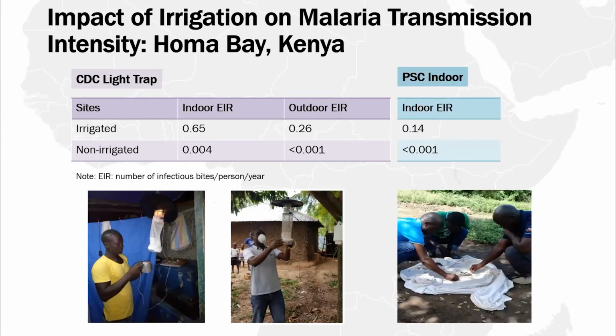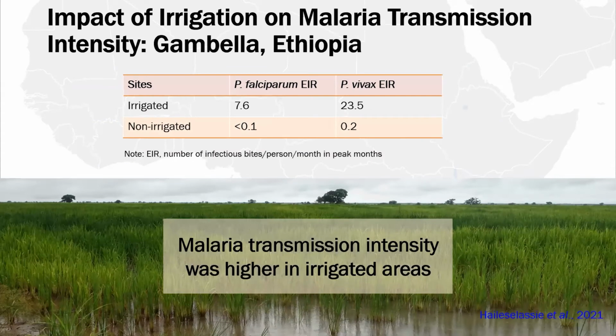Even when we collected mosquitoes using pyrethrum spray collection indoors, the same was still reflected. Comparing this data on EIR in Ethiopia, we realized equally that malaria transmission intensity was higher in irrigated areas than non-irrigated areas.